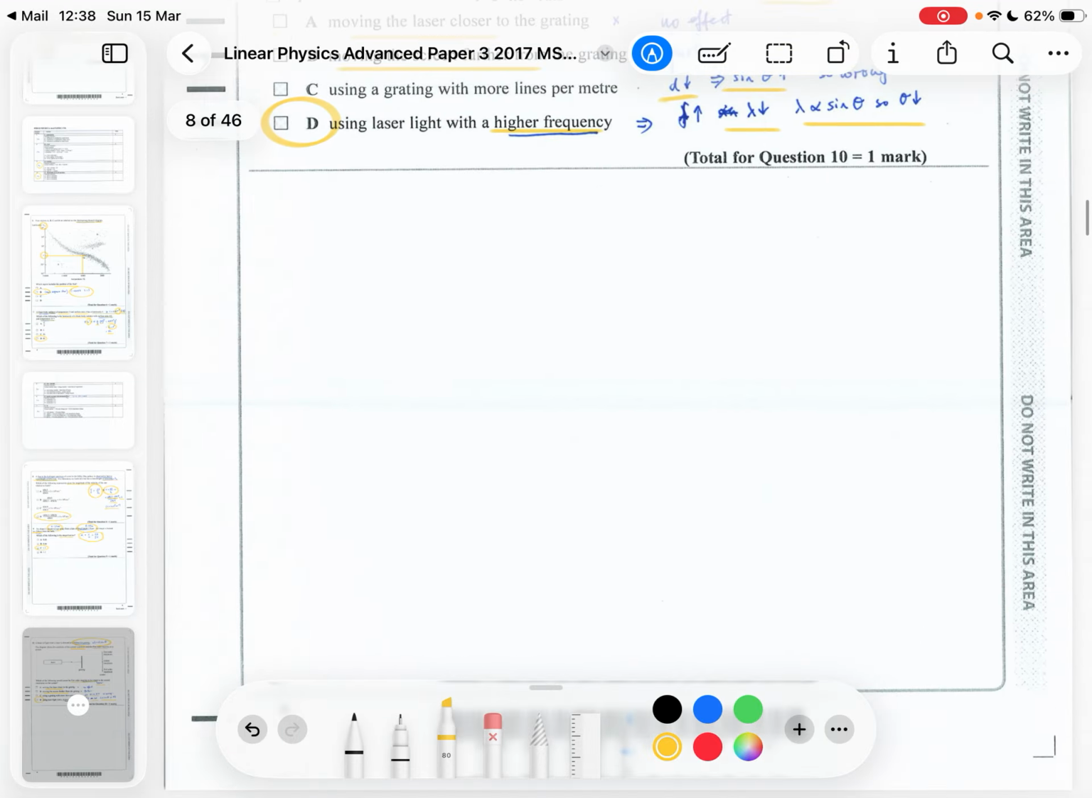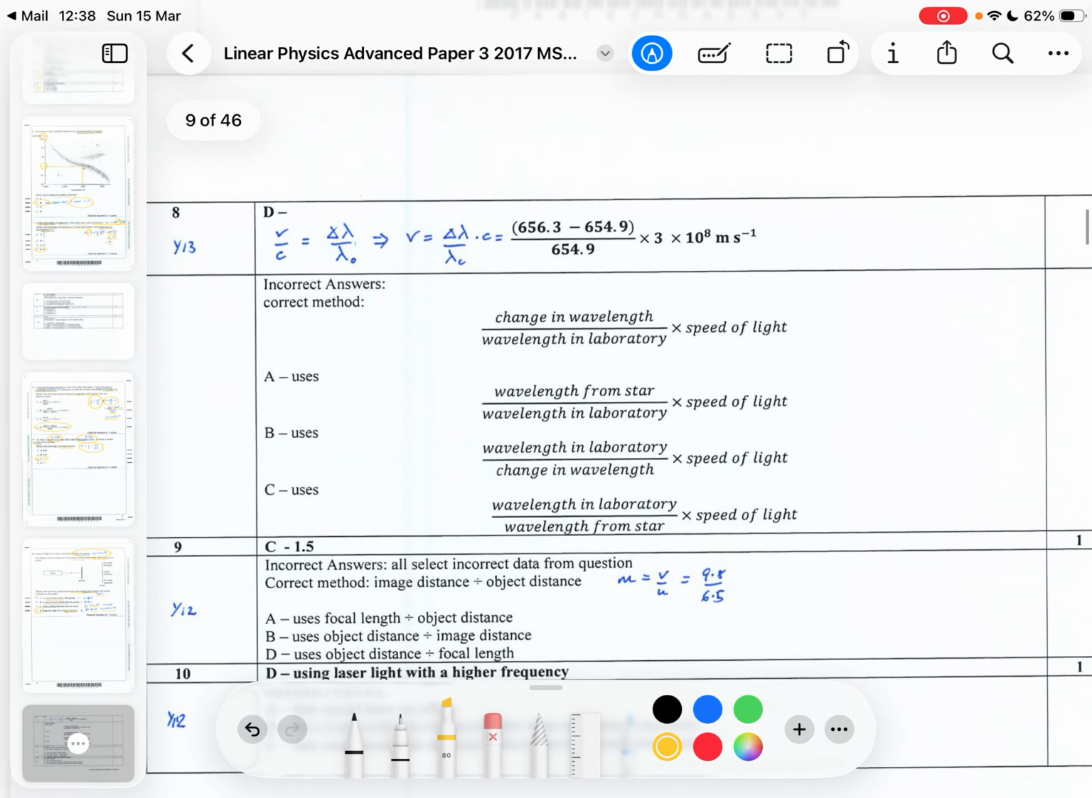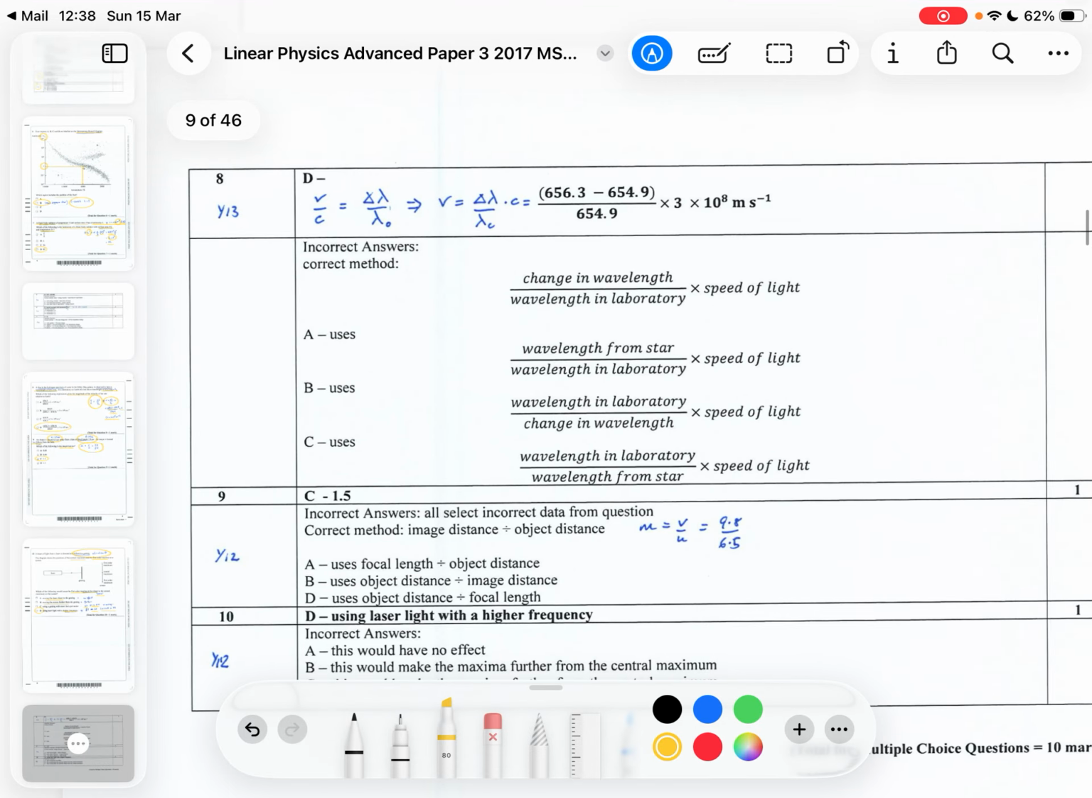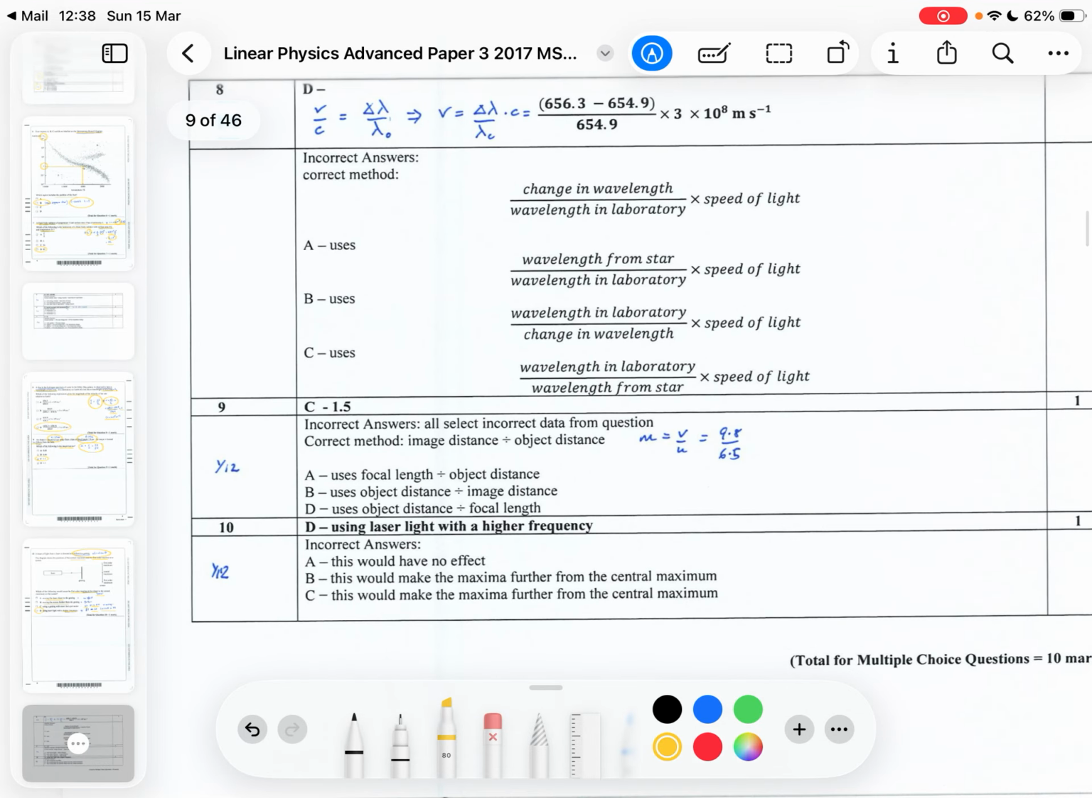Okay? So that's the multiple choice done. Yeah, and there's the mark scheme. So you can stop the video if you wish to.